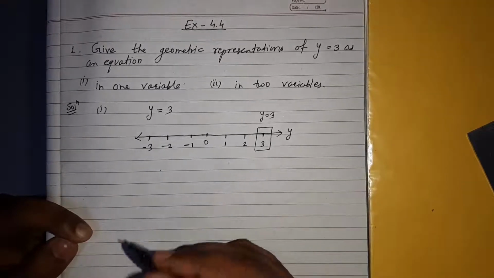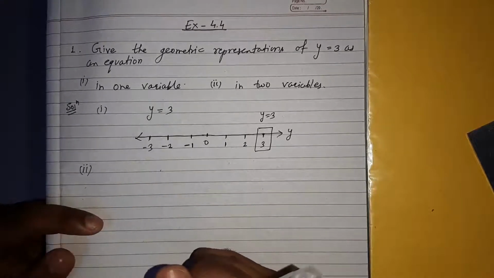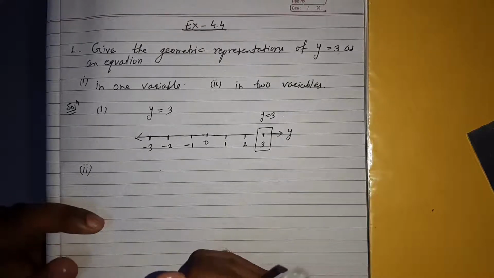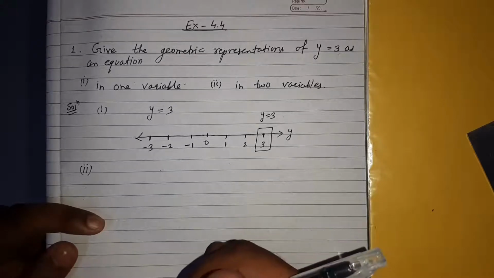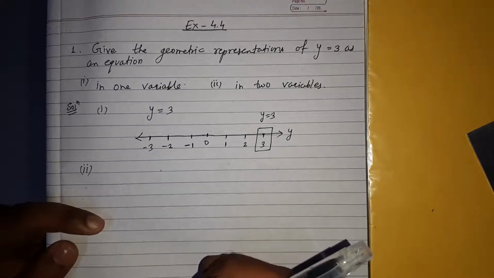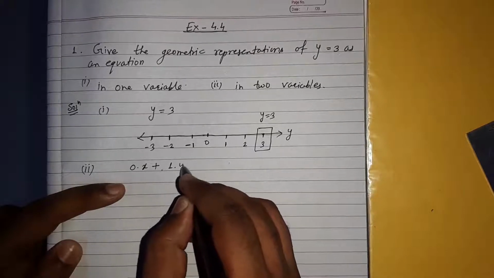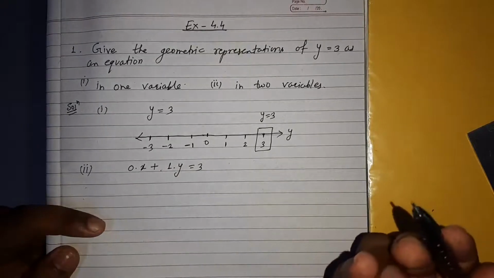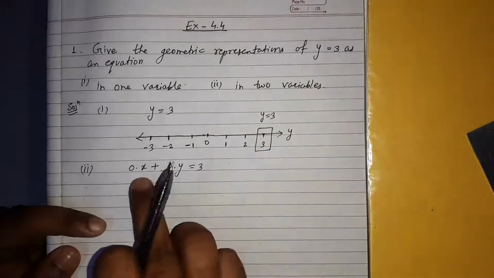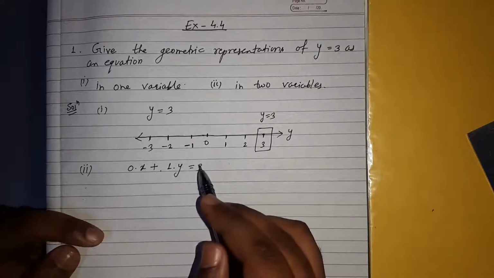Now we will represent this equation in two variables. But in this equation the second variable is not there. So we can convert this equation into two variables by taking the coefficient of x as 0. We can write it like this: 0 multiplied by x plus 1 multiplied by y is equal to 3. And we know that 0 multiplied by x is always 0, so we can write this equation like this. Now it is a linear equation in two variables.